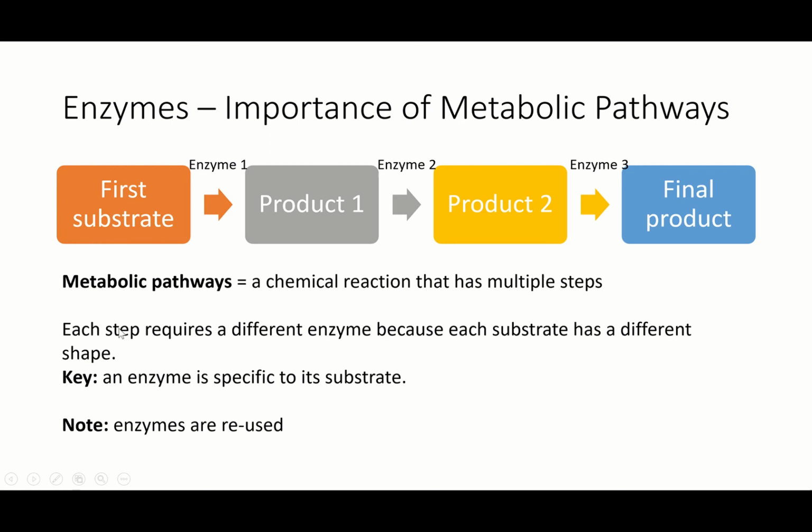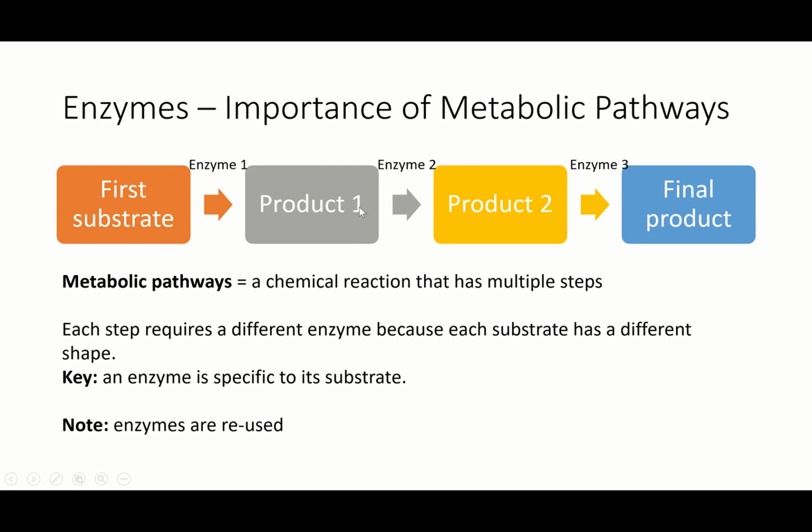The definition for metabolic pathways is a chemical reaction that has multiple steps. So, enzymes are important for a chemical reaction that has multiple steps. As you can see, this would be a metabolic pathway. You'd have the first substrate. This is the reactant, the first reactant. And after it is catalyzed by enzyme 1, it turns to product 1.